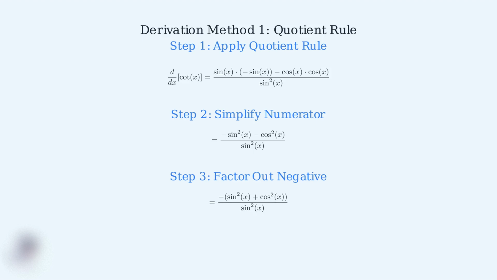This gives us negative times the quantity sine squared x plus cosine squared x, all divided by sine squared x. Now comes the key insight. We need to use a fundamental trigonometric identity to simplify this expression further. Here's where we use the Pythagorean identity. Sine squared x plus cosine squared x equals 1. This is one of the most fundamental identities in trigonometry.